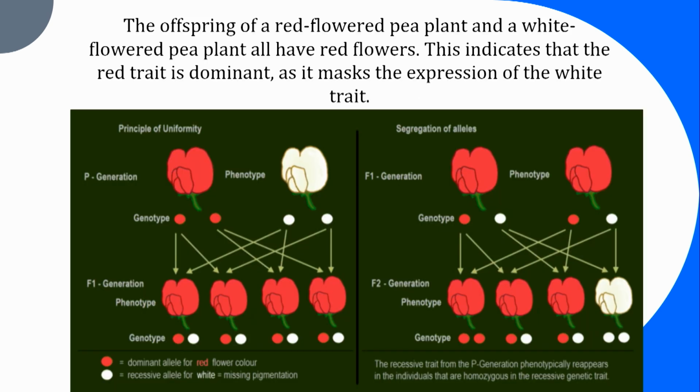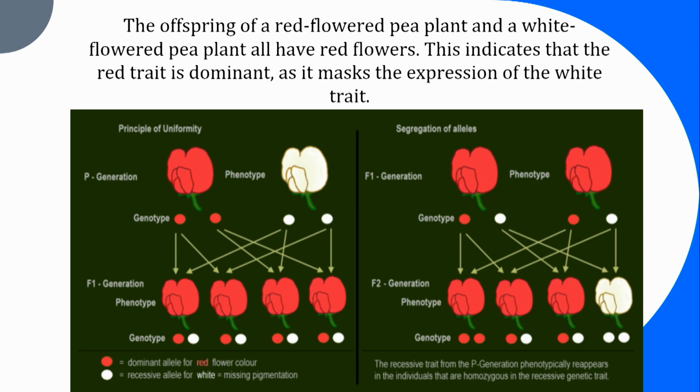Okay, so let's walk through some of these pictures and this information talking about these flower colors, and this will give you an idea of what that law of dominance really means. So, the offspring of a red flowered pea plant and a white flowered pea plant all have red flowers. This indicates that the red trait is dominant and it masks the expression of the white trait.